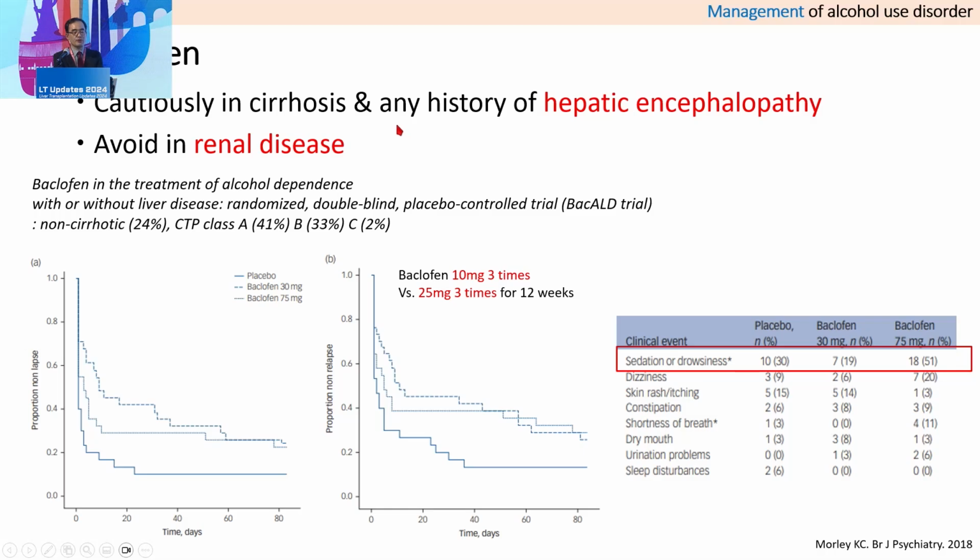Baclofen should be used cautiously in patients with cirrhosis or a history of hepatic encephalopathy and avoided in renal disease. Higher doses increase the risk of sedation and drowsiness, emphasizing the need for careful diagnosing, dosing, and monitoring.